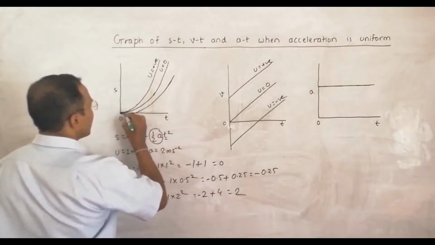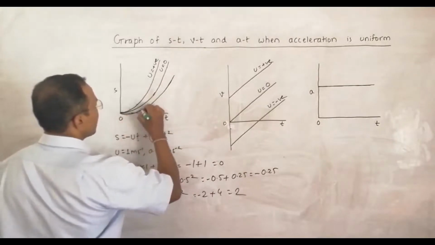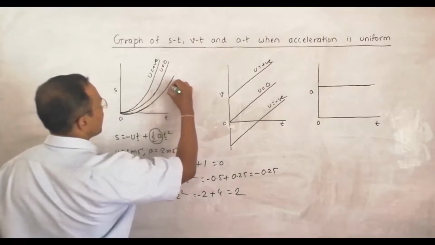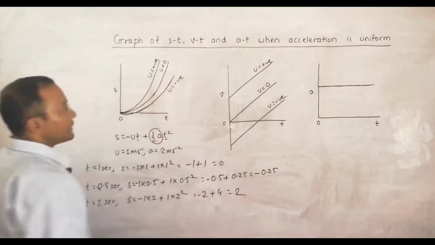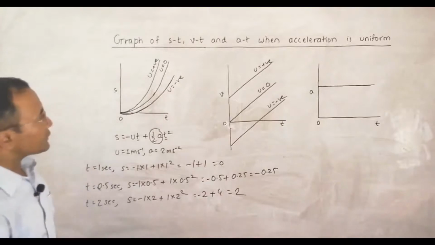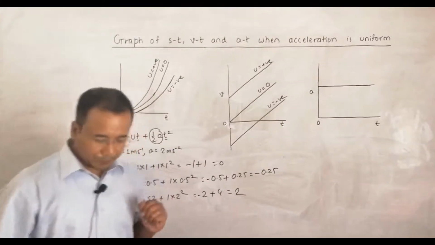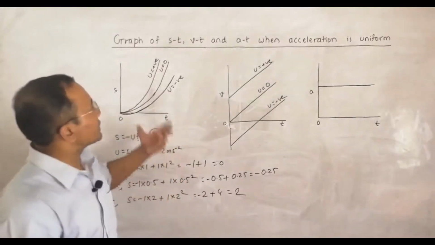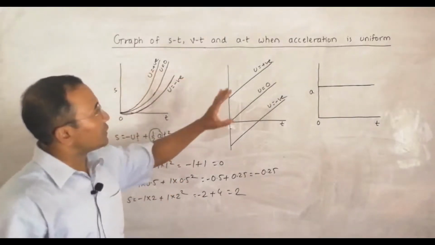So that's how things change here. That's how the graph of s and t vary. This happens when u is equal to negative. So these things form the core of the variations of s-t, v-t, and a-t when a is uniform.